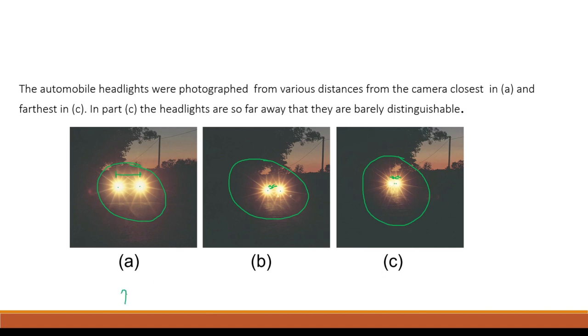So at this distance, the camera has a higher ability to resolve things, and at C, when the car is much farther back, the camera has a reduced ability to resolve the two different sources. And that's the end of the lesson today.